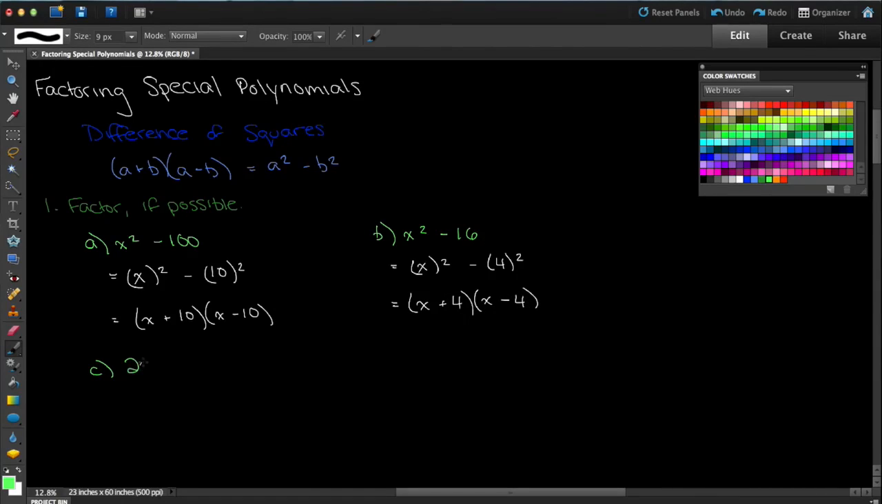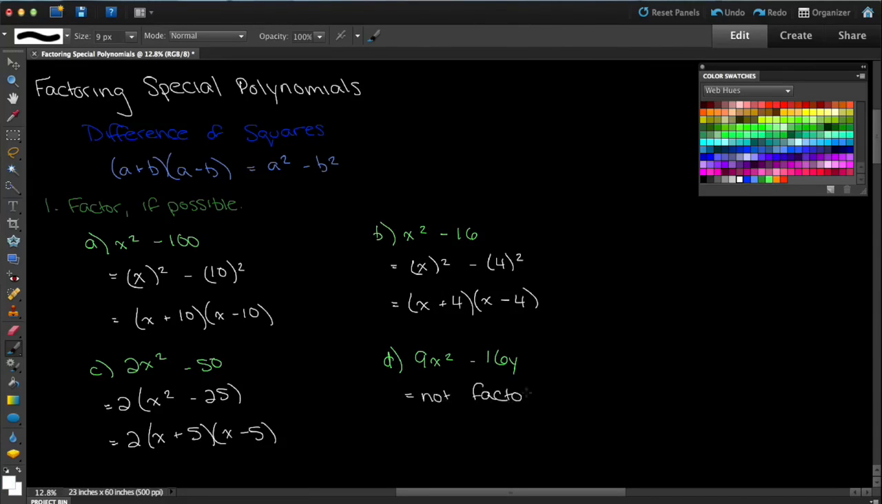C, 2x squared minus 50. For this example, we first have to find the common factor between 2x squared and 50. In this case, it is 2. Simplifying the binomial, we get 2 times x squared minus 25. From here, we can continue as we did in the previous examples. Knowing that the square root of 25 is 5, we get the answer 2 times x plus 5 times x minus 5.